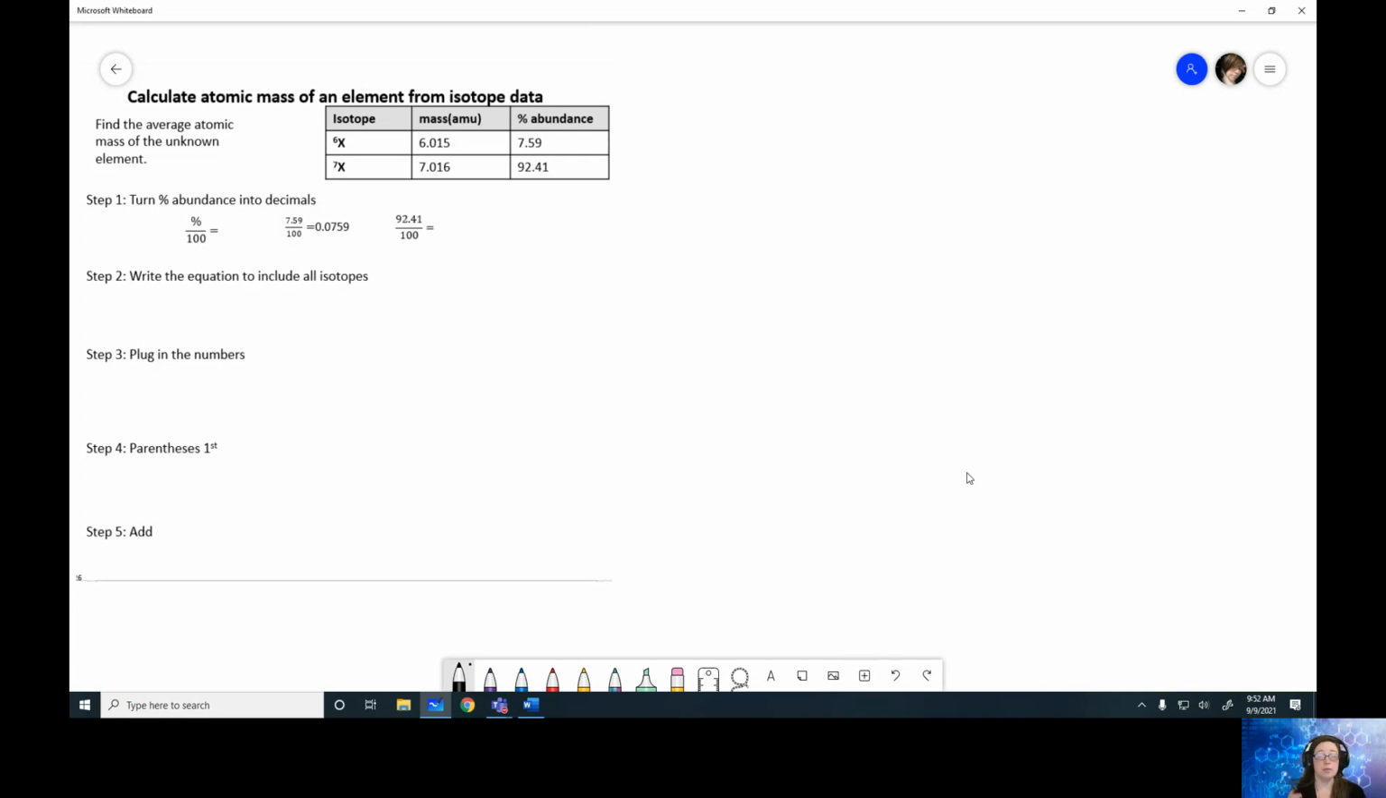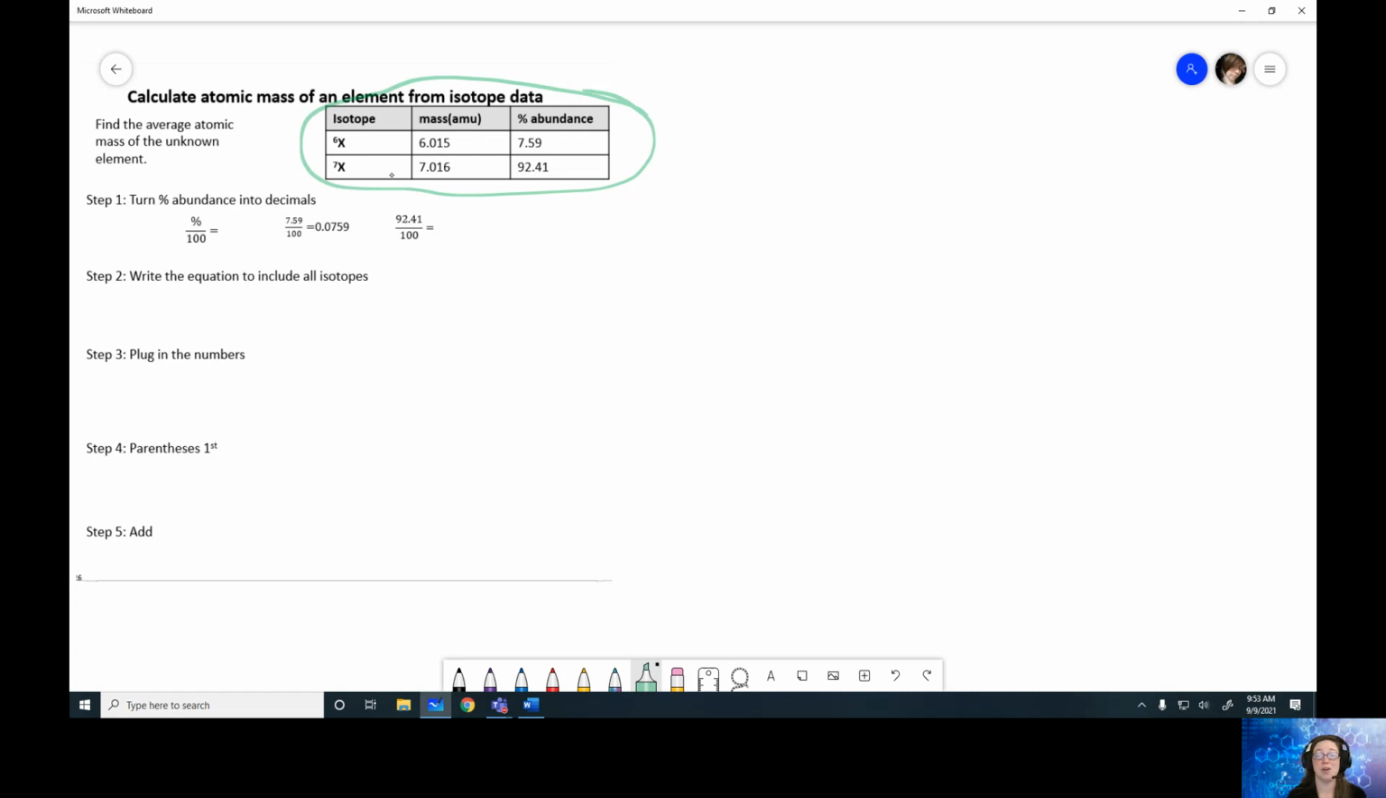Okay. So to calculate atomic mass of an element from isotope data, you're going to start with this table right here. And that is isotope data. We have an unknown element here with an isotope 6 and an isotope 7. So we have an AMU of 6.015 and 7.016.